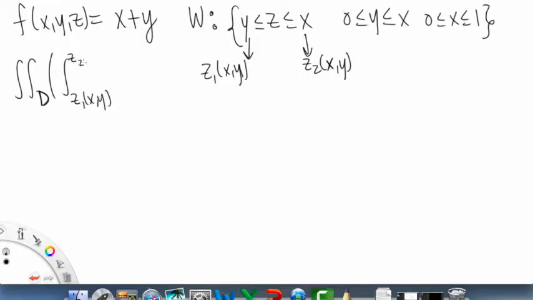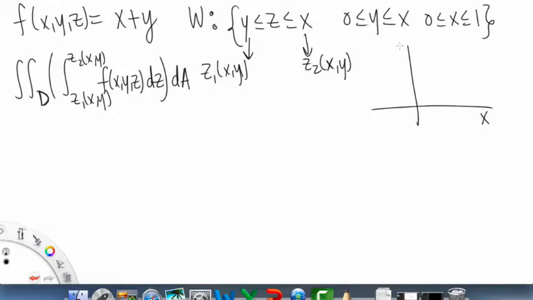So we have z bounds going from z1 to z2, right, because z1 is on the bottom, and then we have our f of x, comma y, comma z, dz, and then this is dA, which is like dx dy, or dy dx. Okay? So here, though, I think it's important to draw out our domain in pretty much any problem. That's what I would recommend.